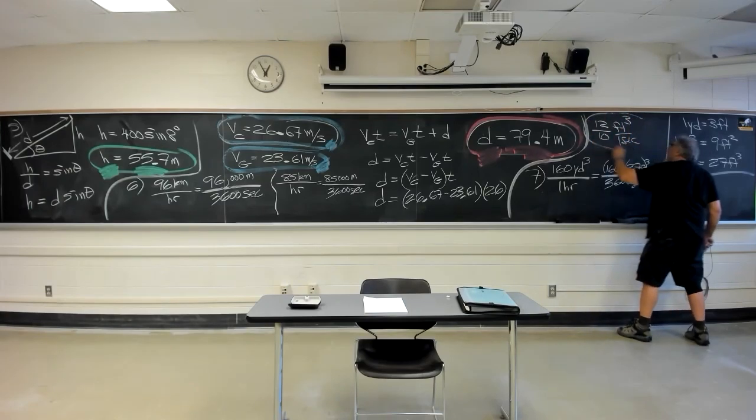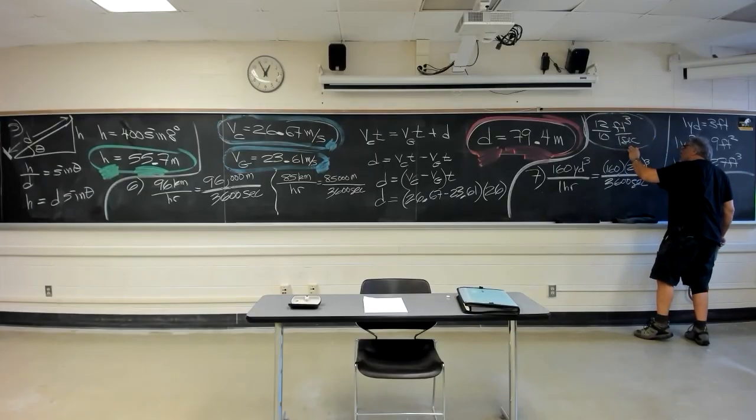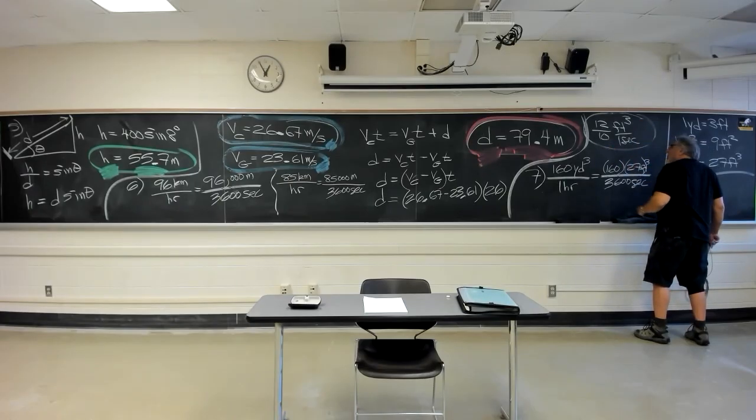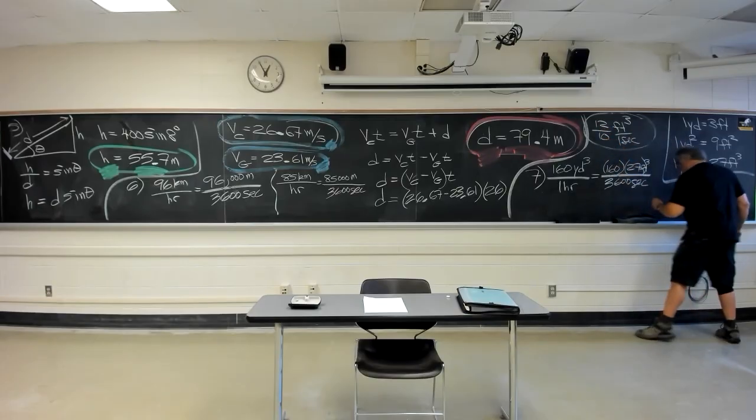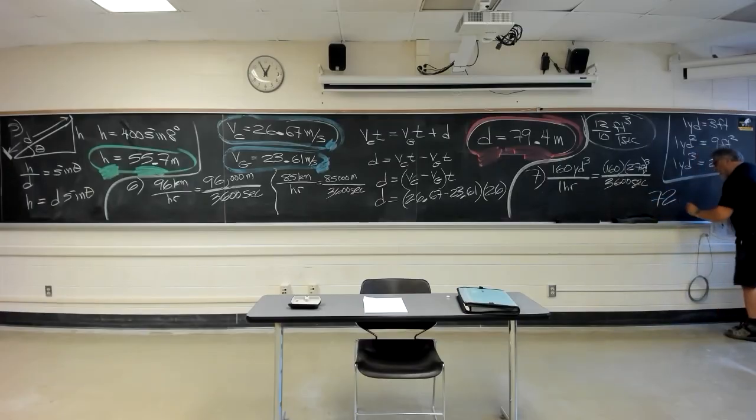That's great, but they're not asking you that. They're asking you per minute. Well, make this 60 seconds per 1 minute. So you multiply this by 60. If you multiply this by 60, you get 720 over 10. 720 over 10 is 72 feet cubed per minute.